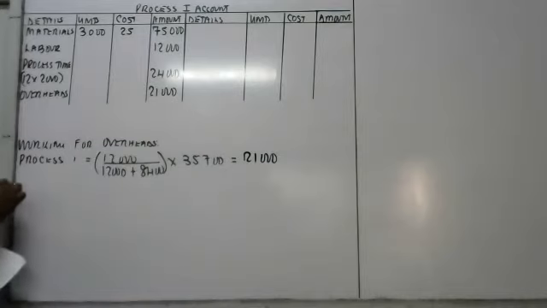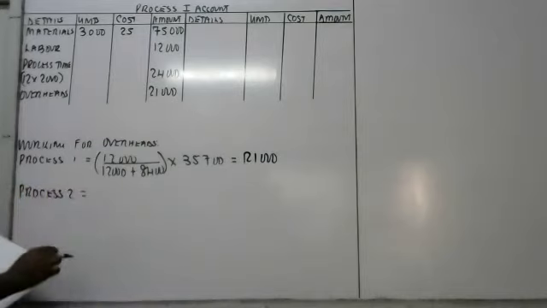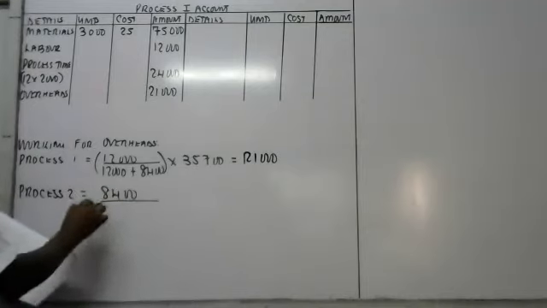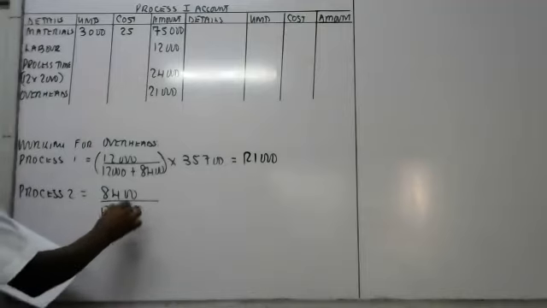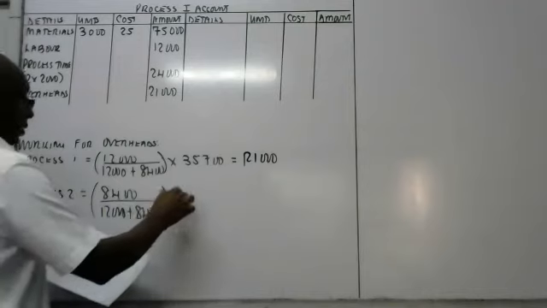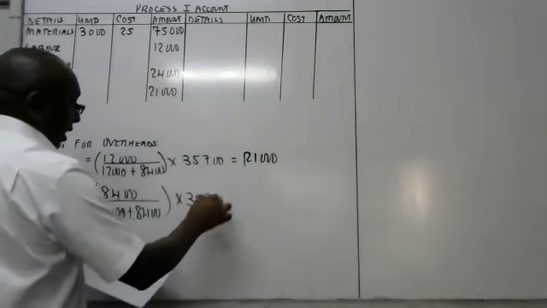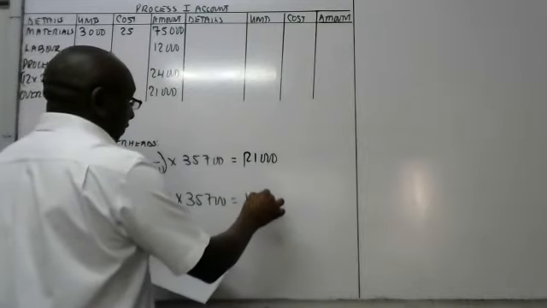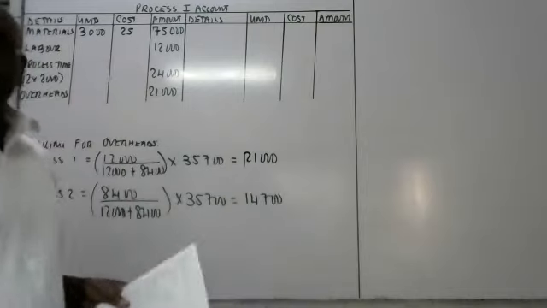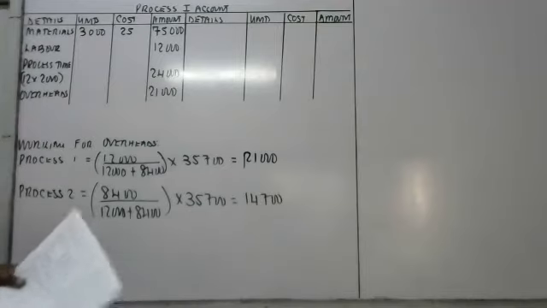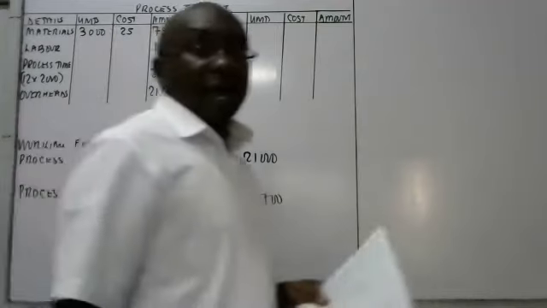But before we leave that, let's do for process 2. For process 2, it will be 8,400. Again, you divide by 12,000 plus 8,400 times 35,700. So this must be 14,700. That is the working for the overheads.